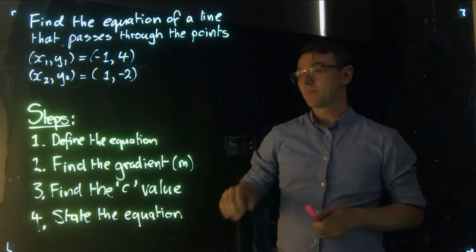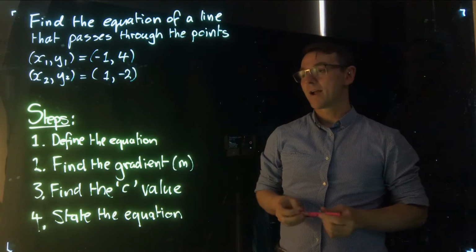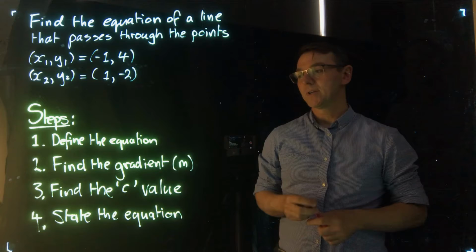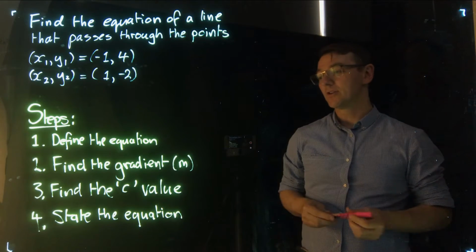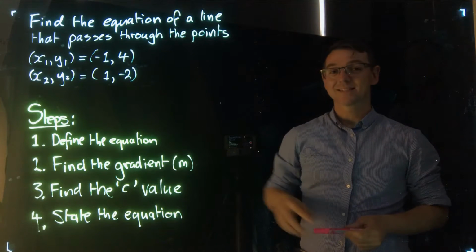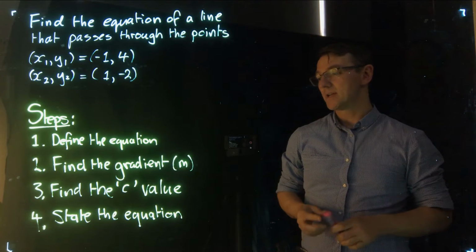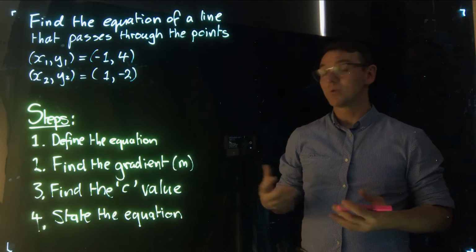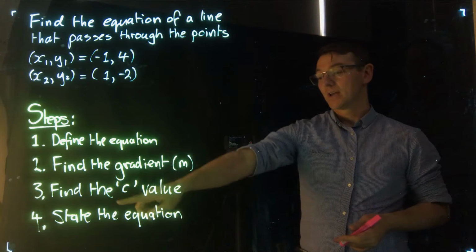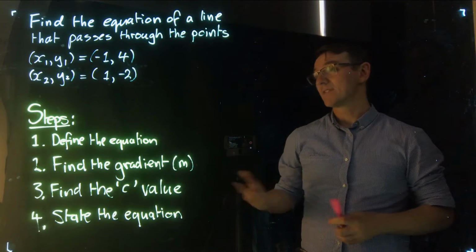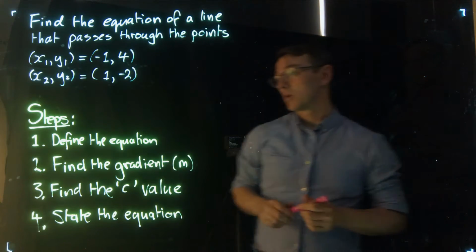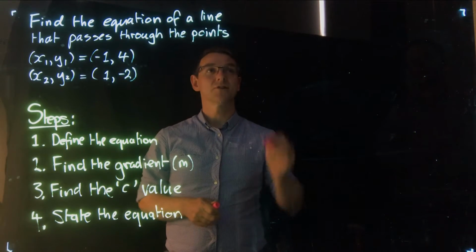So our first step is we're going to define our equation. Second step here is we're going to find our gradient, the m value. Then we're going to find the c value, as it says in step 3. And finally, we'll have our m, we'll have our c, we'll build that equation in this final step stating the equation. So let's make a start, and we're going to firstly define this equation.